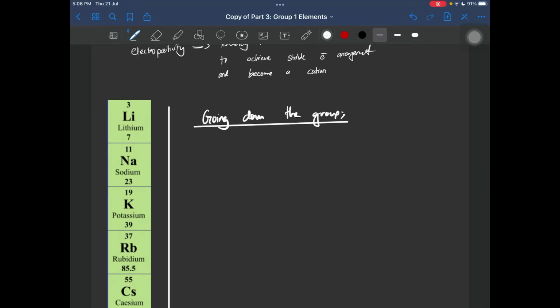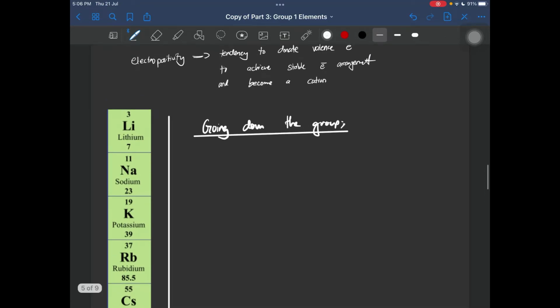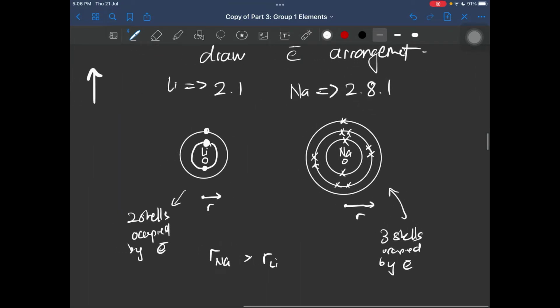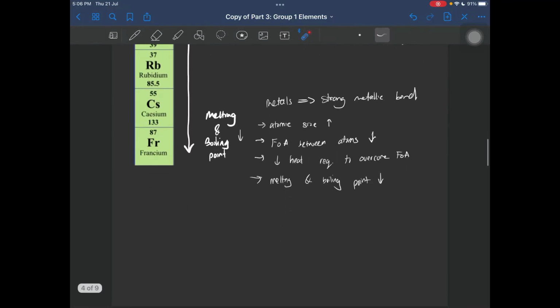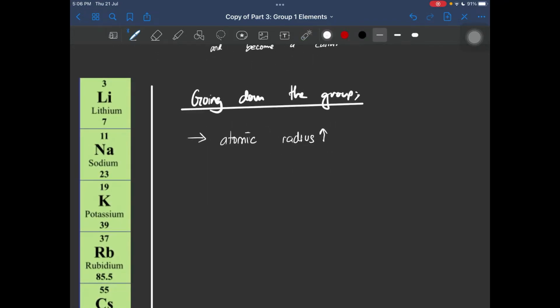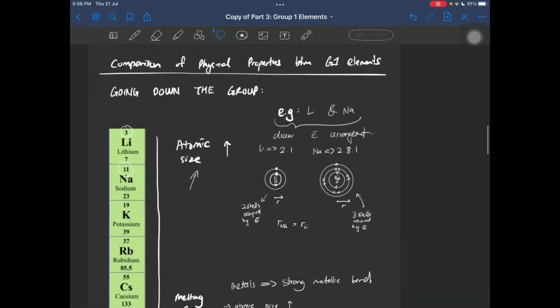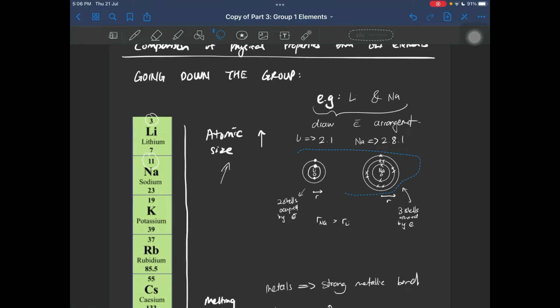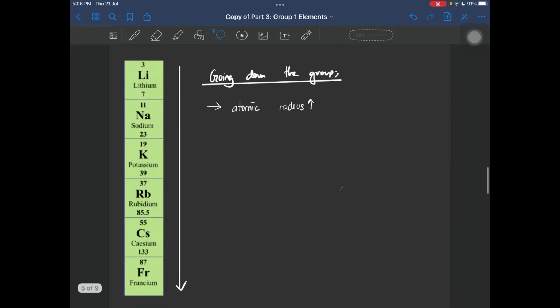So going down the group, what do we already know? We know that, number 1, the atomic radius increases, right? If we go back to the physical property here, we know that going down the group, the atomic radius will increase because the number of shells will increase. And because the atomic radius increases, let's just copy this diagram. Let's just copy what we've drawn earlier, right?